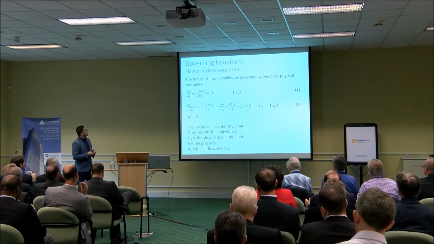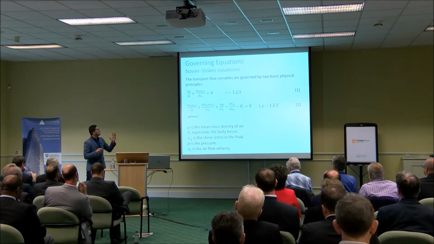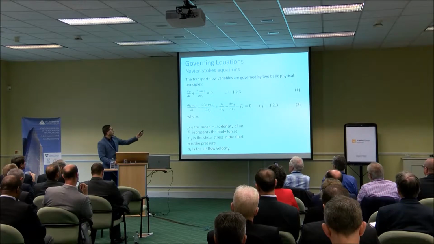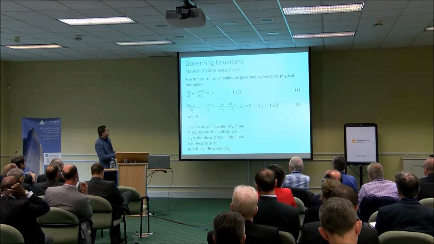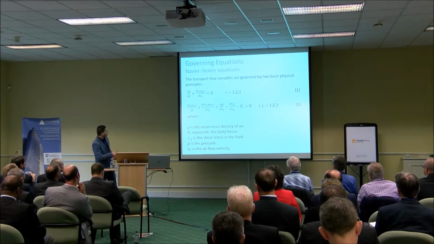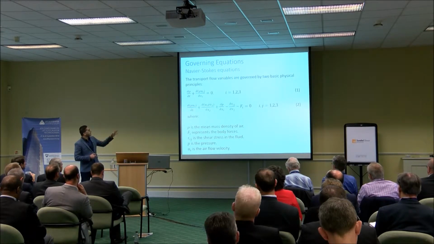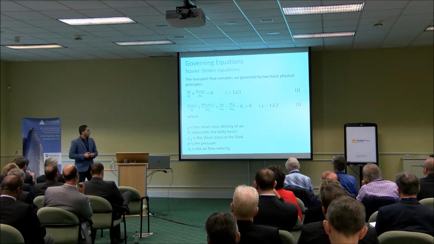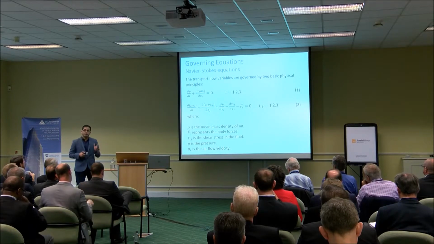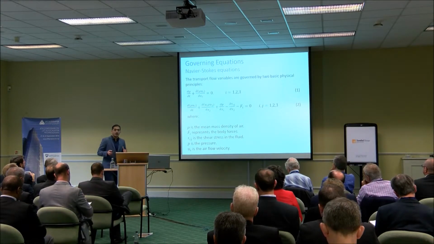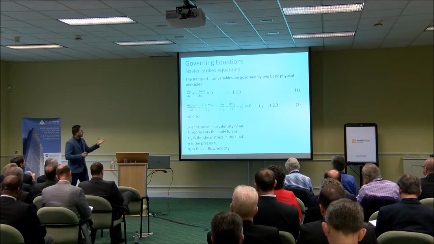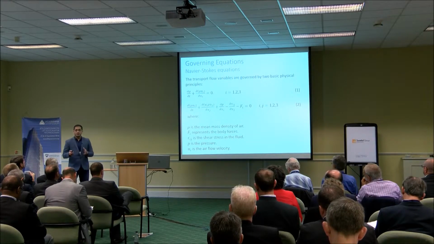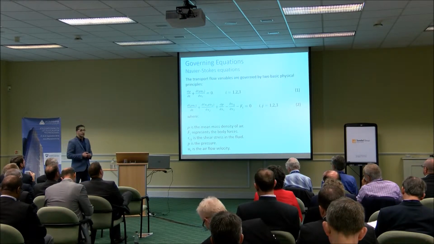The transport flow variables are governed by 2 basic physical principles, which are the conservation of mass, equation number 1, and the conservation of momentum, equation number 2. These 2 partial differential equations are called Navier-Stokes equations. The variables that I'm interested to calculate are the pressure and the air velocity. The parameters of these 2 equations are the mass density of air, body forces, and also the shear stress in the fluid.